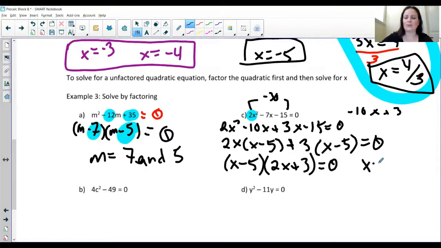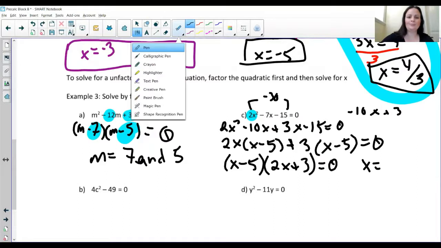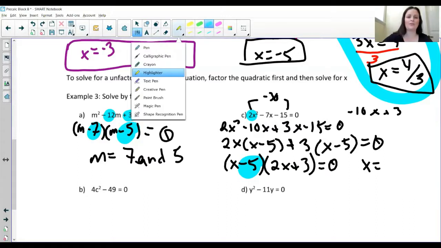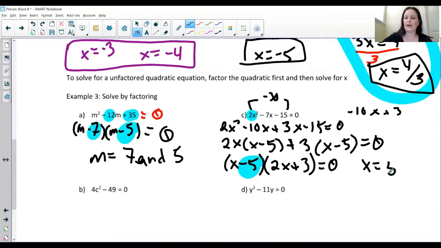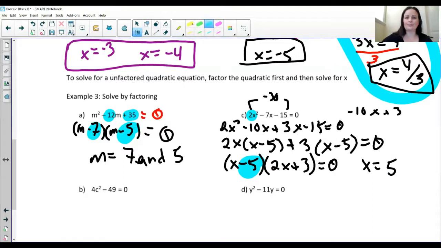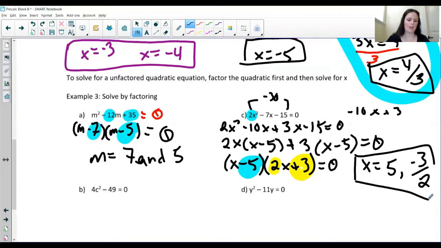So that means x will equal, remember the whole thing is going to be set to 0, so you can use algebra to solve for x, or you can do opposite symbol of -5 is +5. And this one, opposite symbol of +3 is a -3, and then this one also has a coefficient, so it's going to be -3/2.